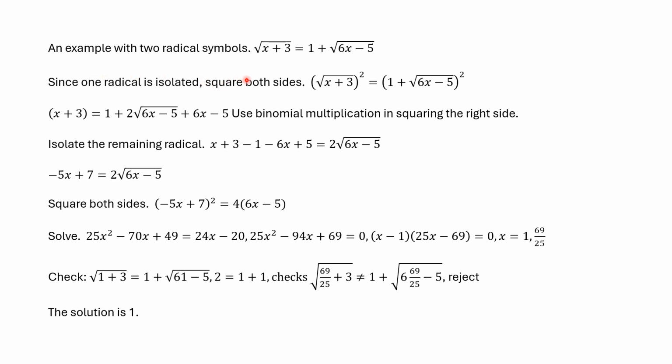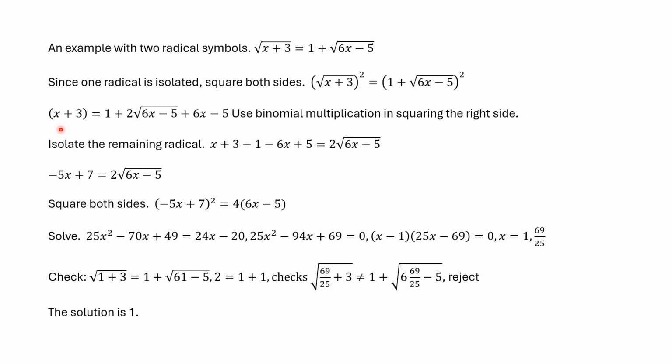An example with two radical symbols: the square root of x plus 3 equals 1 plus the square root of 6x minus 5. Since one radical is isolated, just go ahead and square both sides. So we'll get the square root of x plus 3 squared equals 1 plus the square root of 6x minus 5, squared.